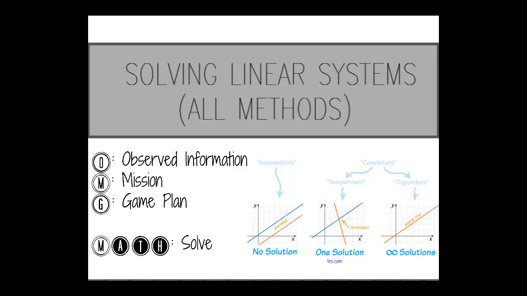Today we're going to practice solving linear systems, all methods, using the OMGmath method. This graphic is going to help illustrate what sort of answers we could get when we're solving linear systems. If the lines are parallel, there's going to be no solution. If they intersect, there is one solution, and if it is the same line, there's an infinite amount of solutions.